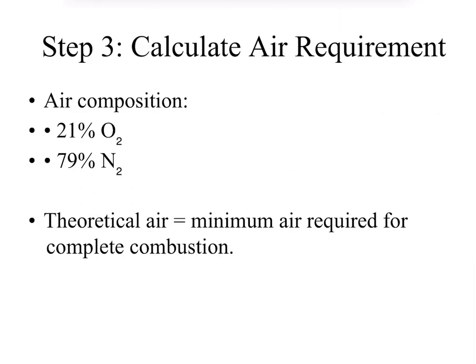The third step is calculating the theoretical air requirement. Since oxygen comes from air, the amount of air supplied must provide sufficient oxygen for complete combustion. We know that air composition is 21% oxygen and 79% nitrogen. Theoretical air is the minimum air required for complete combustion. We can also have excess air, but we will discuss a bit about it later.